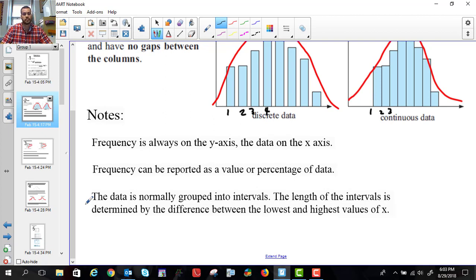So your data ranges, for example, for height might be 120 centimeters to 130, 130 to 140, and so on. That's on the x-axis. And then the frequency can be reported either as a value, like it occurs 5 times or 10 times or 12 times, or as a percentage of the data. So you could say 30% of the time it's in this range, 40% of the time it's in that range. It's normally grouped into intervals because of the continuous nature of the data, but those intervals depend on what data you're talking about.